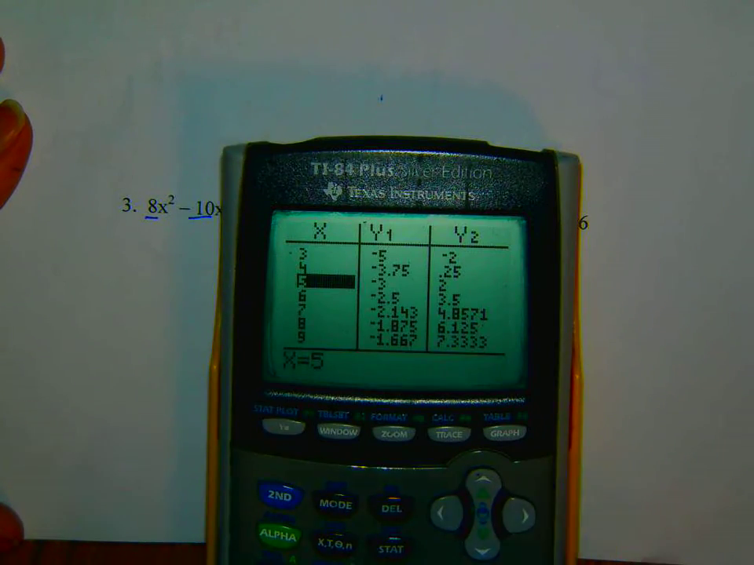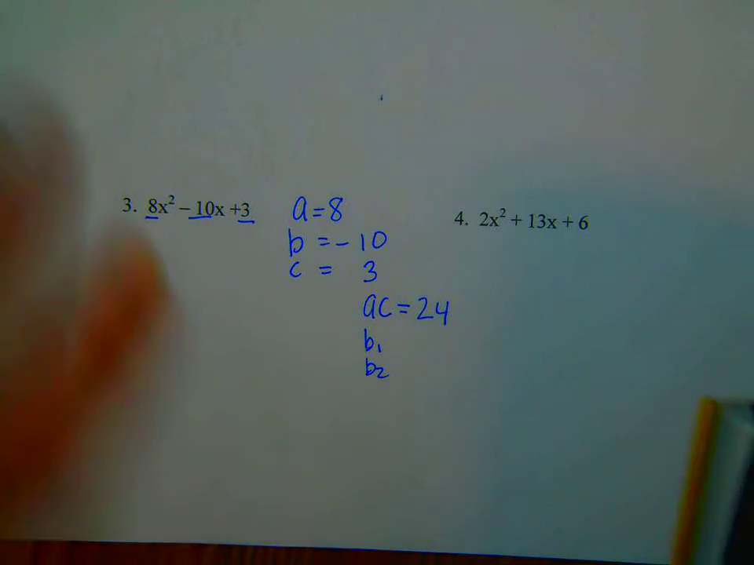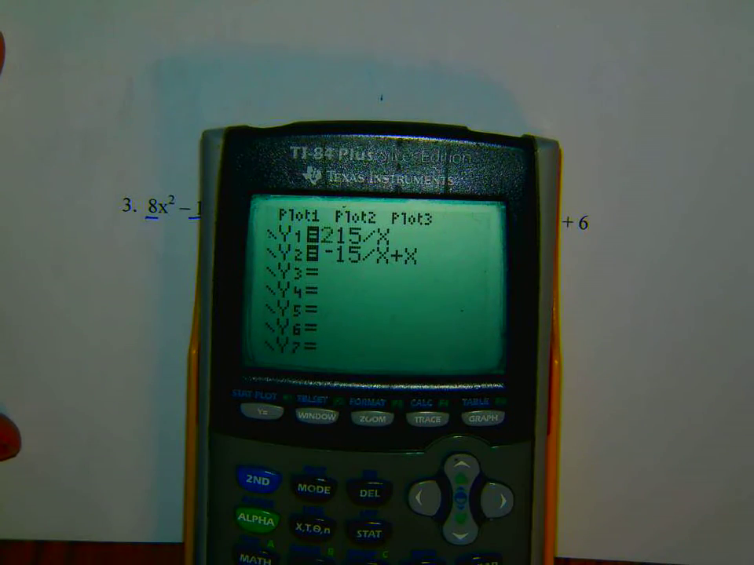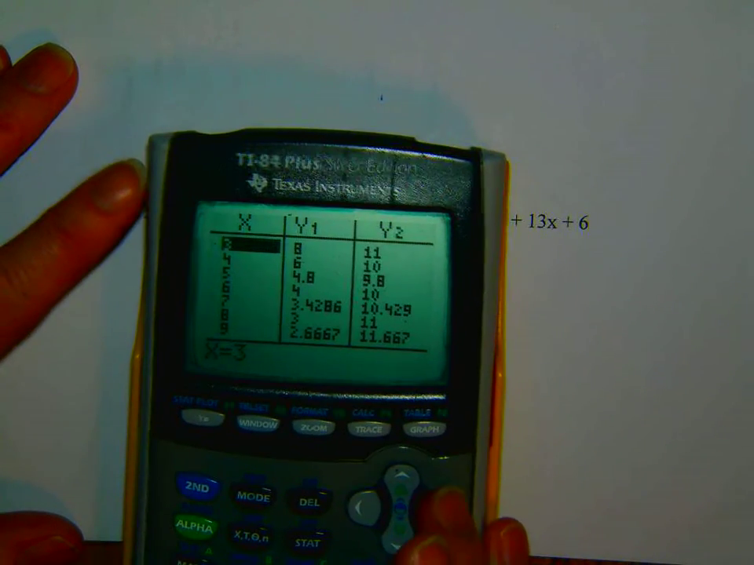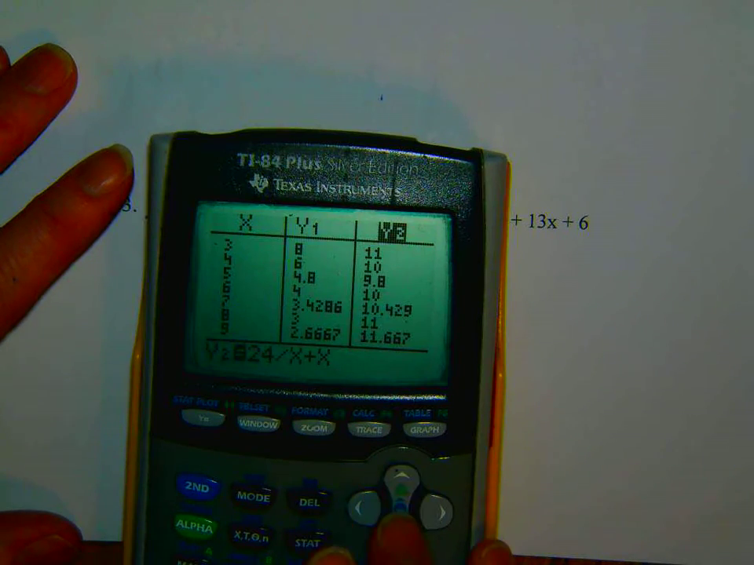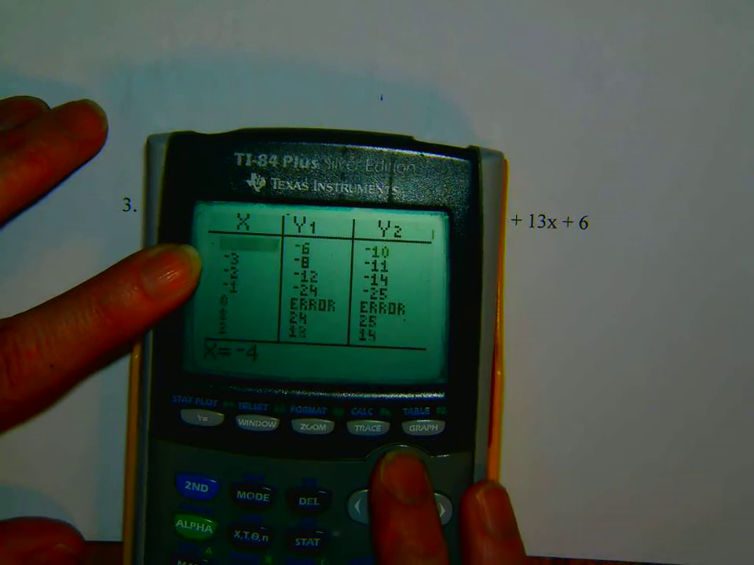Okay, we're going to go to Y equals, we're going to put in AC. AC is 24, so we're going to say 24 divided by X. And this one, clear it out, 24 divided by X plus X. Okay, now we're going to go to the table. We're going to look for B. B is negative 10. We're looking for that in Y2. Sometimes you have to go over to the X column to go up and down. We're looking for negative 10.